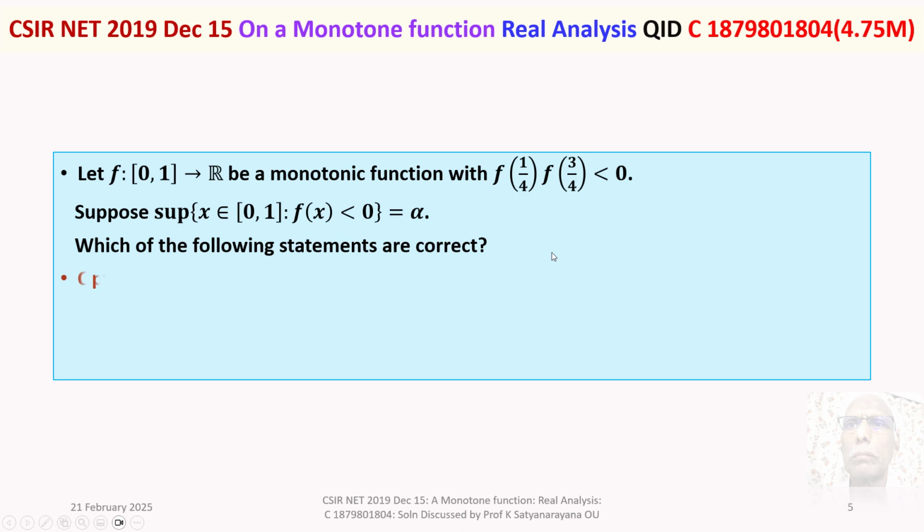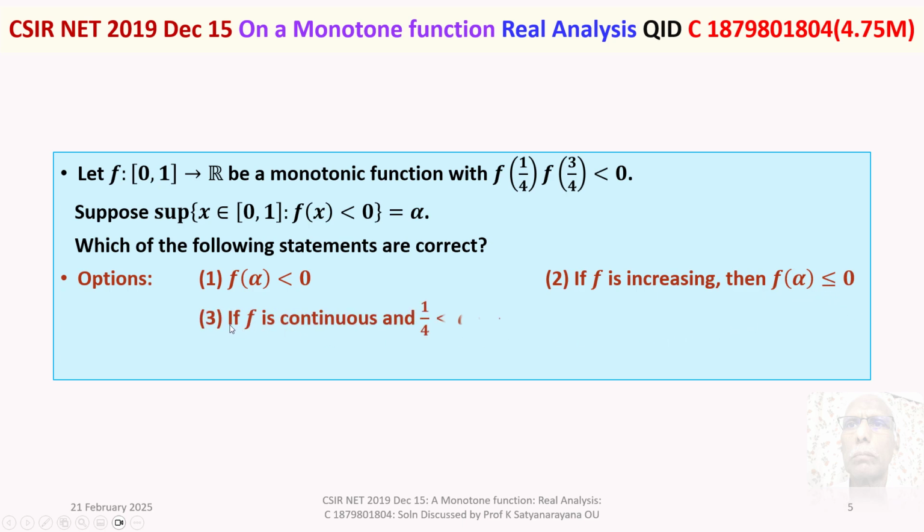We are given four options. Option 1, f of alpha is negative, and if f is increasing, then f of alpha is less than or equal to 0. Option 3, if f is continuous and 1 by 4 less than alpha less than 3 by 4, then f of alpha is equal to 0. Option 4, if f is decreasing, then f of alpha is negative.